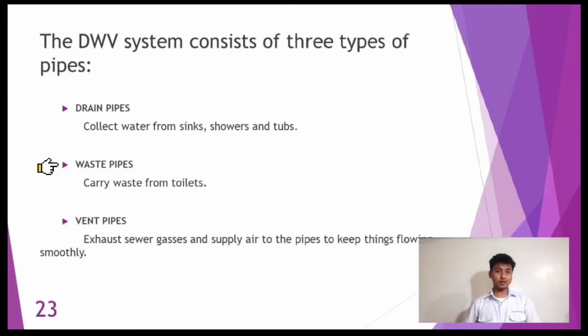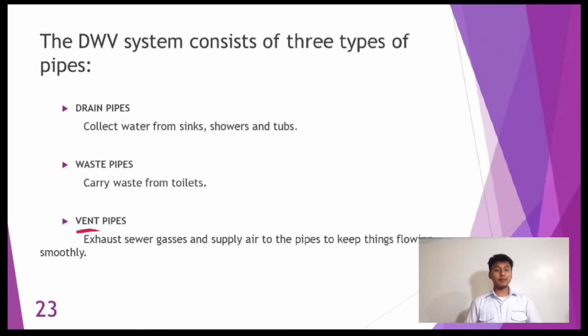So, alam naman natin kung ano yung mga particles na nasa toilets. So, yun yung dinadala ng mga waste pipes. Vent pipes naman, exhaust sewage gases and supply air to the pipes to keep things flowing smoothly. So, yung vent pipes naman, sila yung mga pipes na doon lumalabas yung mga na-trap na gases from the system. So, doon pumupunta yung mga gases para hindi mag-cause ng accident.